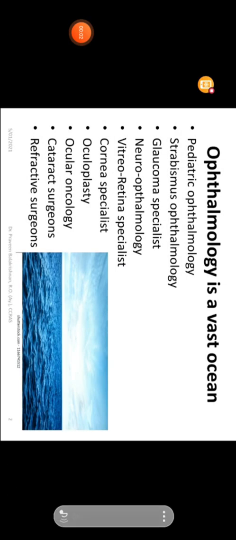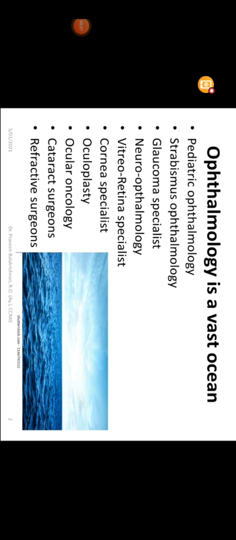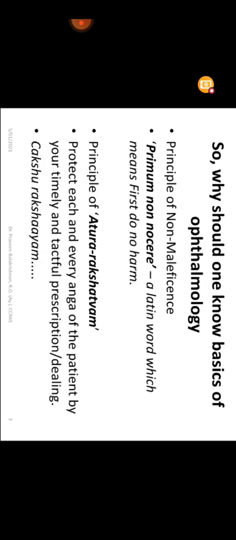Ocular oncology, oculoplasty, cornea specialization, vitreoretinal specialization, neuro-ophthalmology, glaucoma specialist. You have strabismus, pediatric ophthalmology, and so on. And there is community ophthalmology as well. So there is a vast ocean of ophthalmology, and hence it requires an extreme degree of knowledge and education in that field for a person to work in it. But still, we should have some basic idea of ophthalmology.